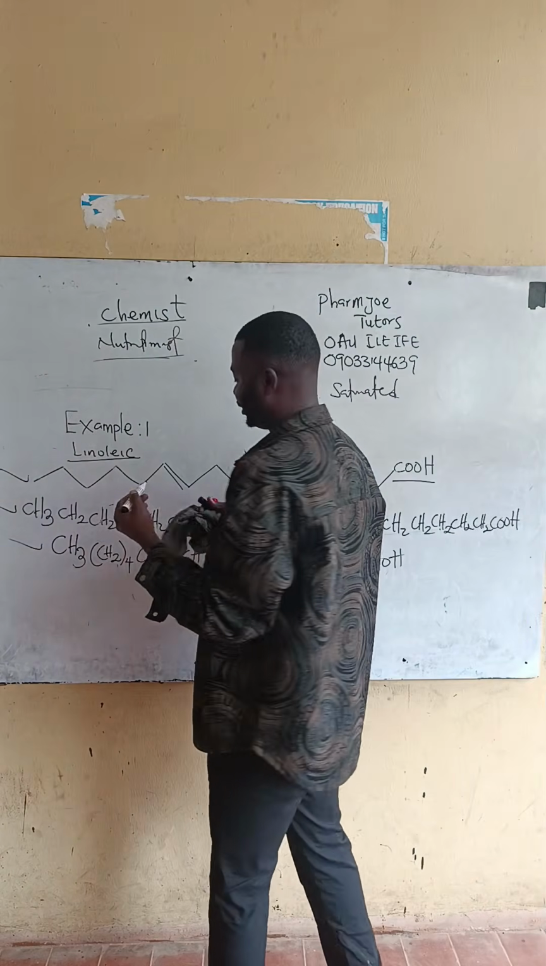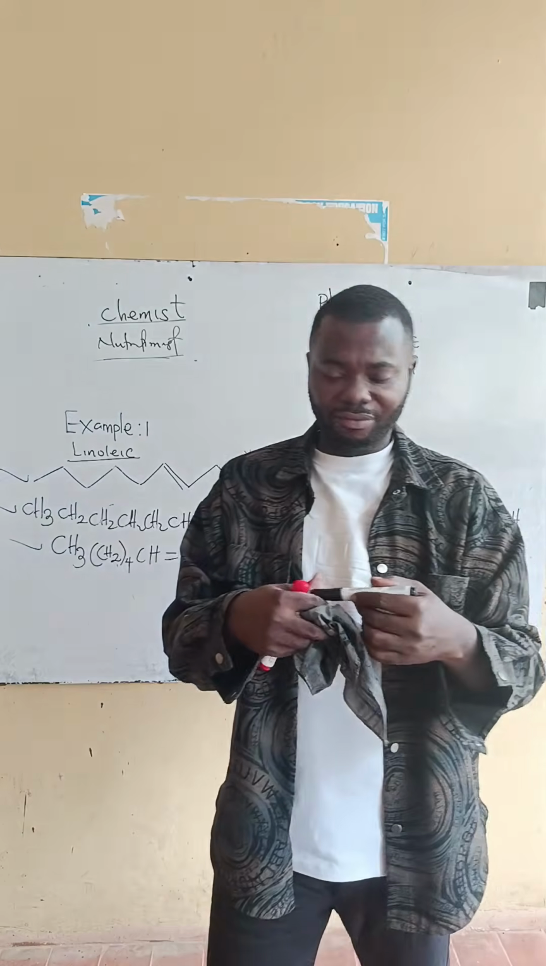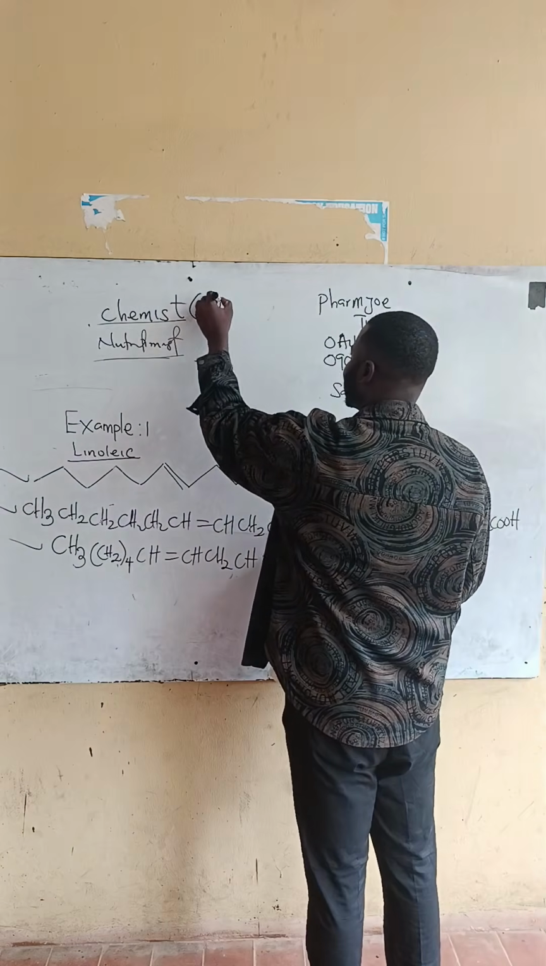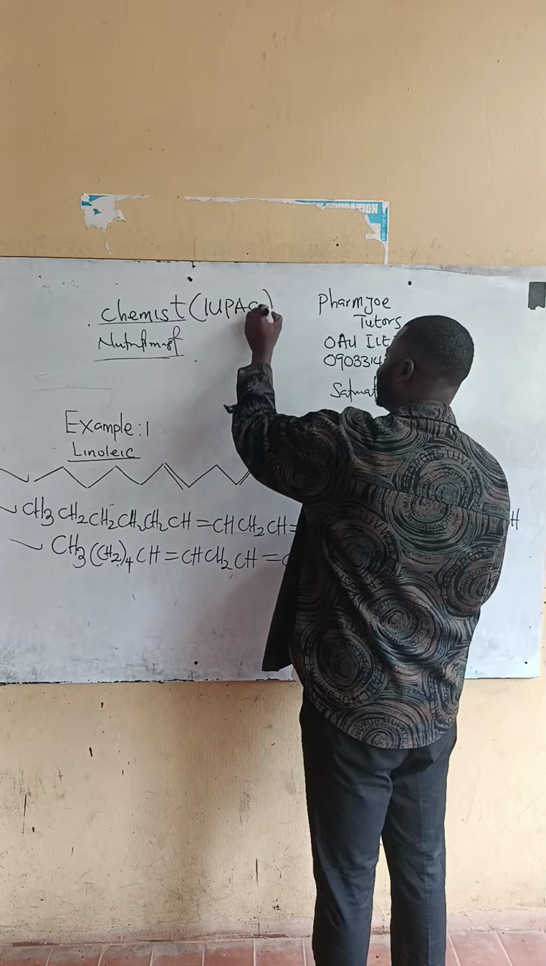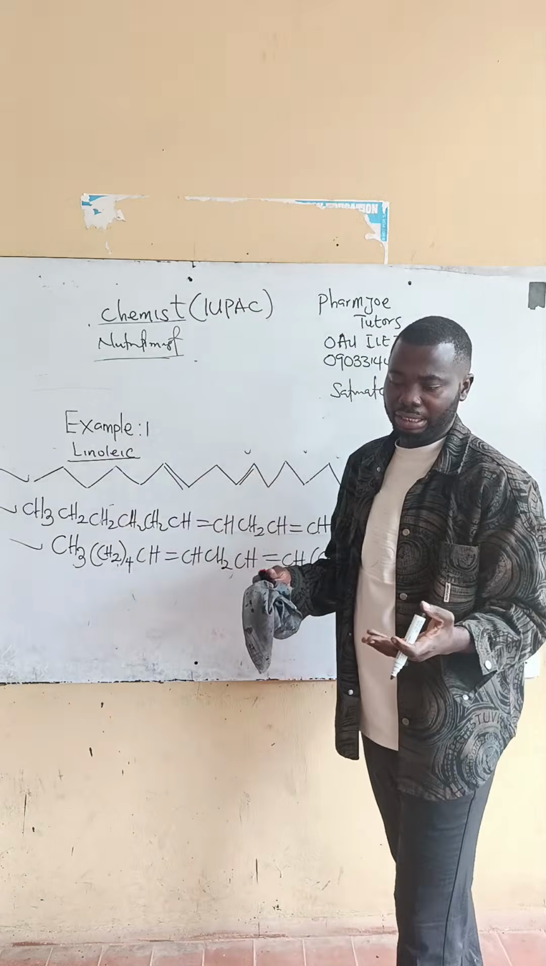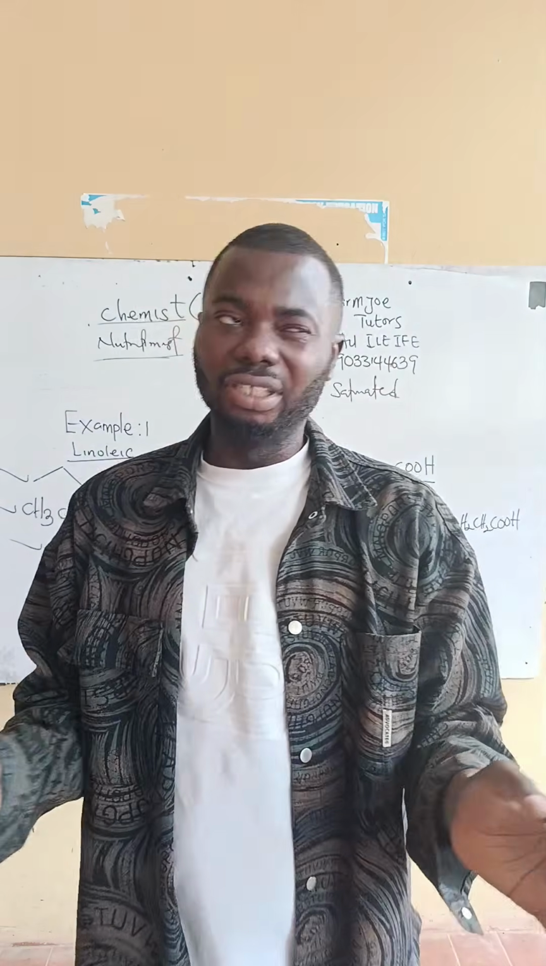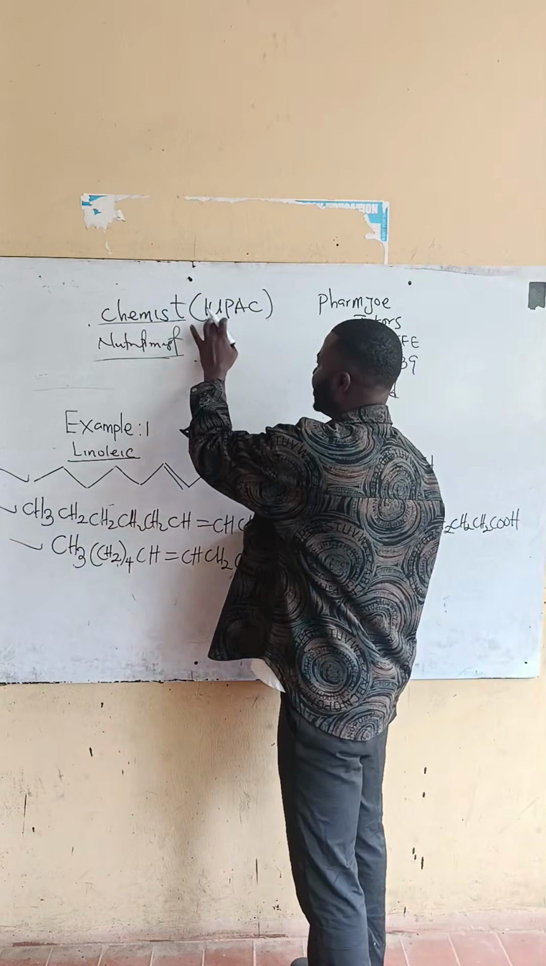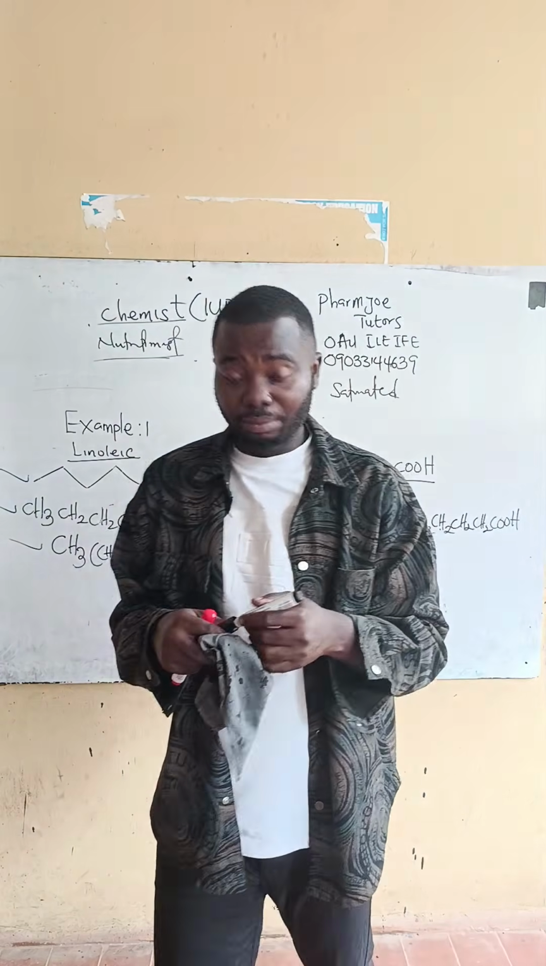But as chemists, there's a way we name it. As chemists, we have a way we name it, and that is the IUPAC, which is the generally accepted way of naming it. Meaning you can see it as omega, but that is not IUPAC. So the IUPAC, generally accepted name, is the way the chemists name it.